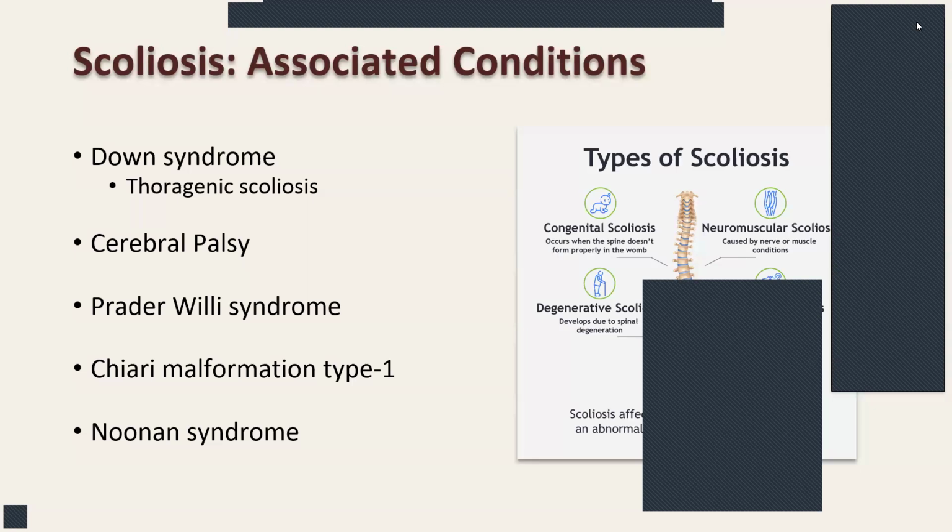Chiari malformation type 1 also affects the symmetrical length of muscles supporting the spine, and this actually will lead to pulling on one side of the spine versus the other, resulting in that curvature.